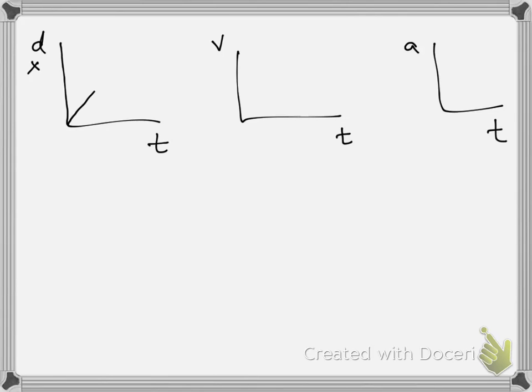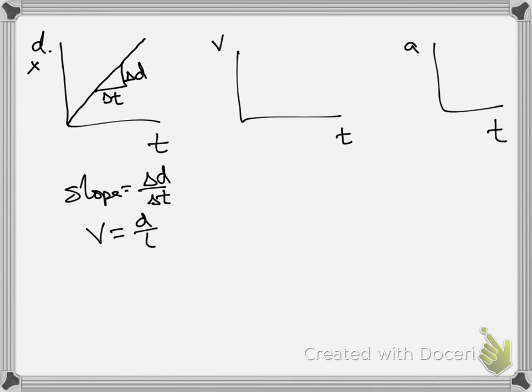Remember, if this is a straight line, the slope of this is your change in D, that's on the Y, and delta T is on the X. So the slope is equal to change in D over change in T. If you look back, a minute ago, you would have seen that that is the definition of what V is. It's D over T. So the slope of this equals your speed. If it's displacement, it's your velocity.